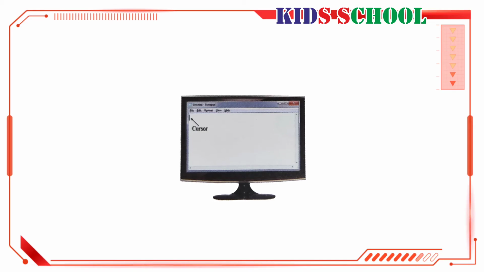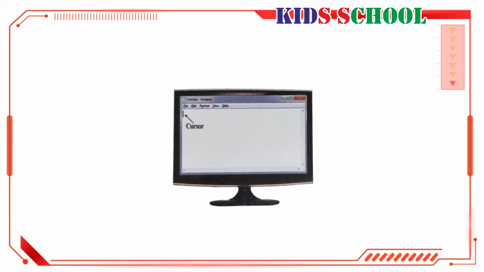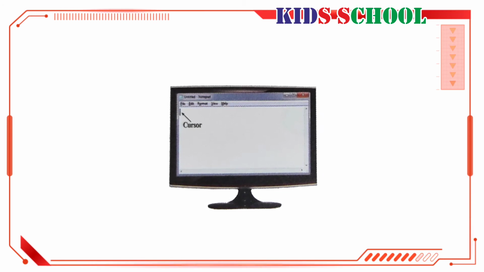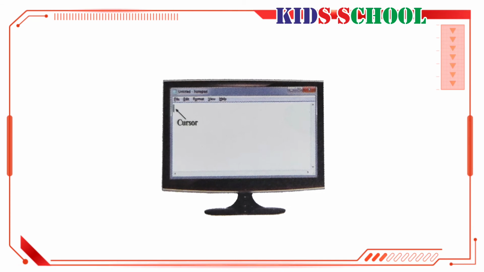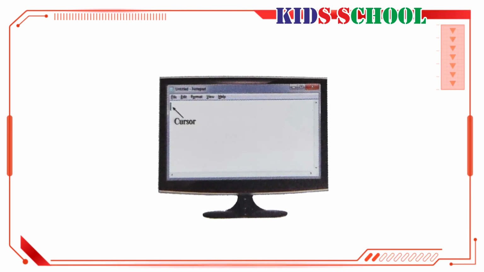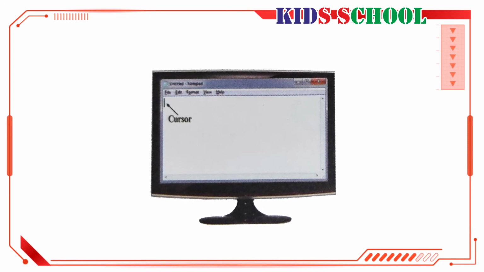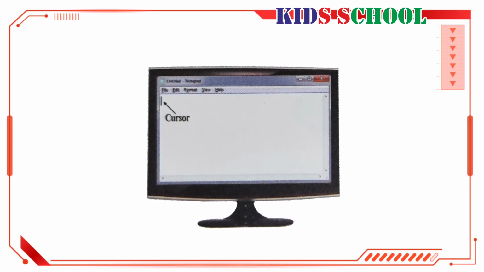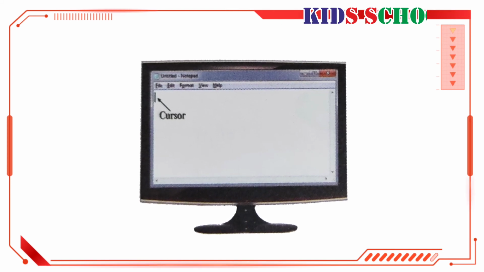Cursor. Dear students, when you want to write some text, you will notice a small blinking line on the topmost left of the screen by default. This is known as the cursor. Anything you type will appear on the screen where the cursor is placed. The cursor tells the position where the text character will appear.